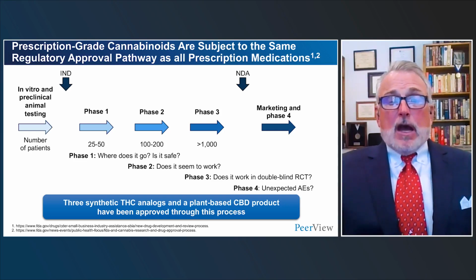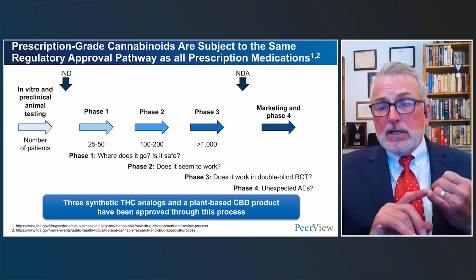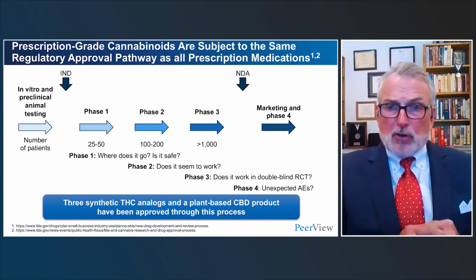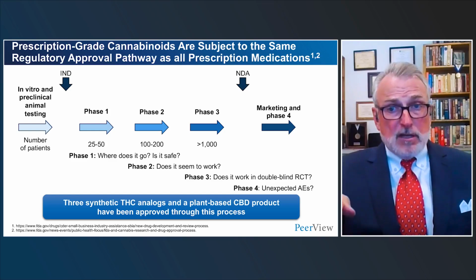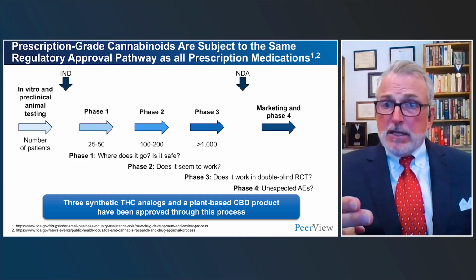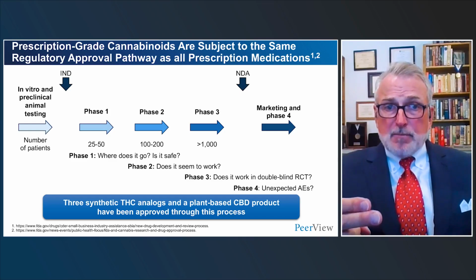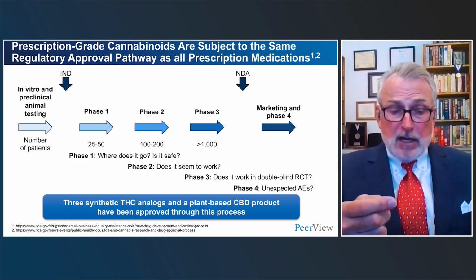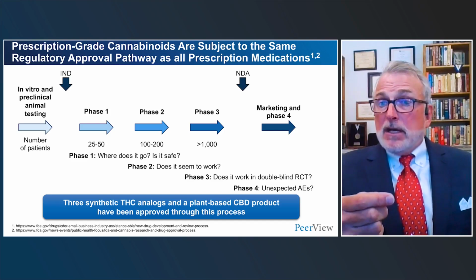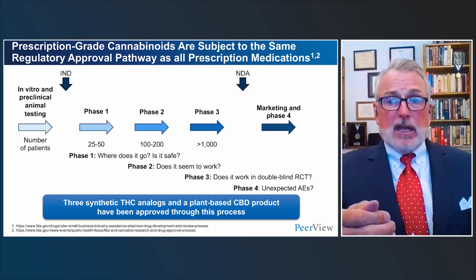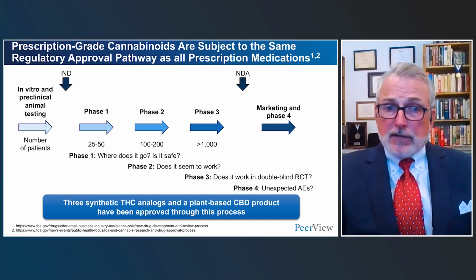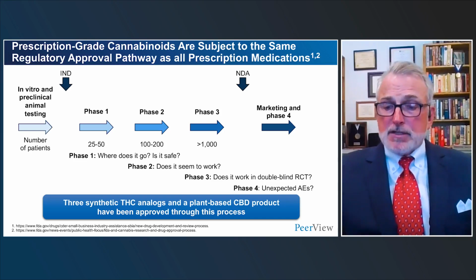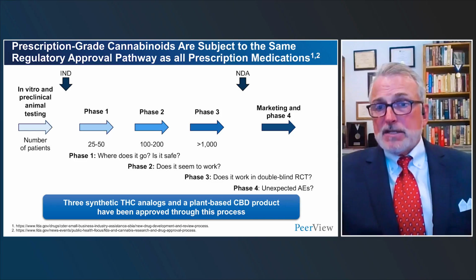And we have a number of prescription cannabinoids, including synthetic THC and analogs of THC that have gone through this process and have been approved to treat nausea and vomiting and to stimulate appetite in cancer patients and HIV/AIDS patients. And then CBD has gone through this process, CBD that has been purified from cannabis and has been tested and proven to be efficacious for the treatment of seizures in pediatric patients. This is not the case for over-the-counter products. They have not gone through this process.